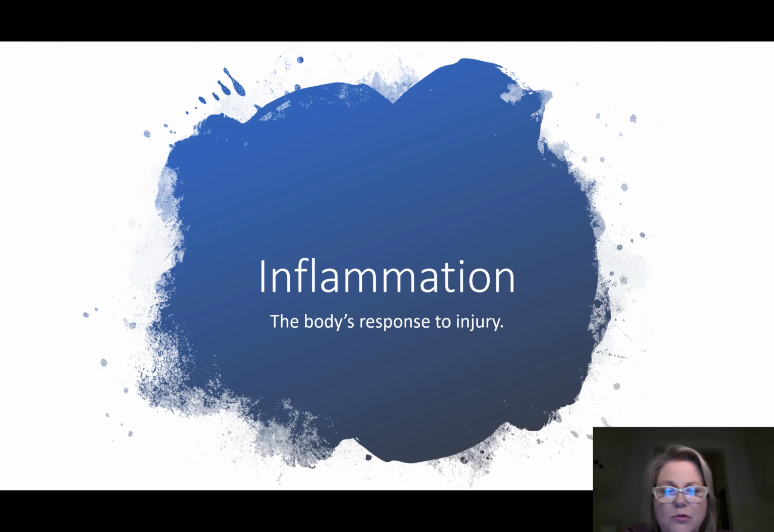Inflammation, in a very simple term, is the body's response to injury. So it can be different injuries. It can be mechanical. It can be like you've stuck a splinter or a thorn in your finger. It can be mechanical like that, or it can be chemical. And so we'll go into each one of those as we go forward.